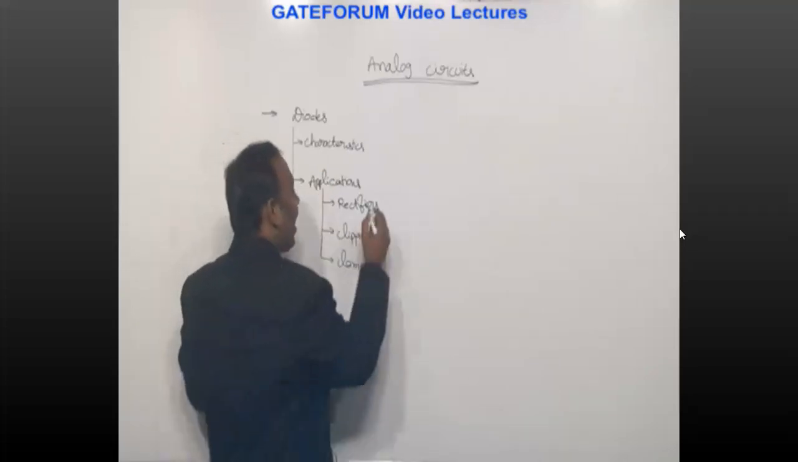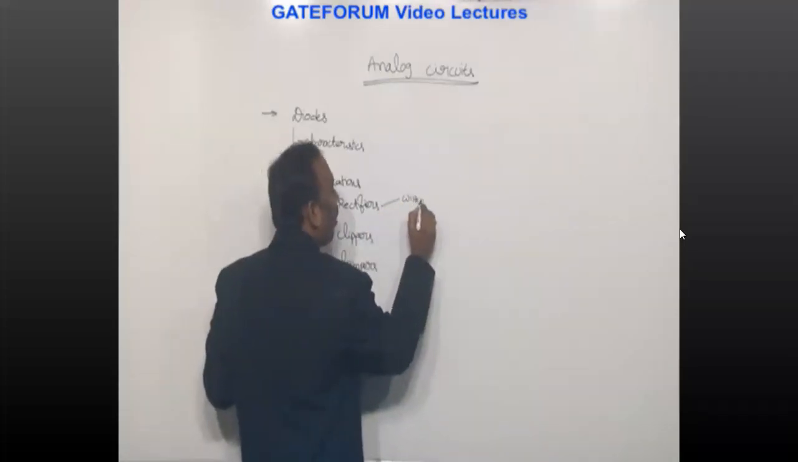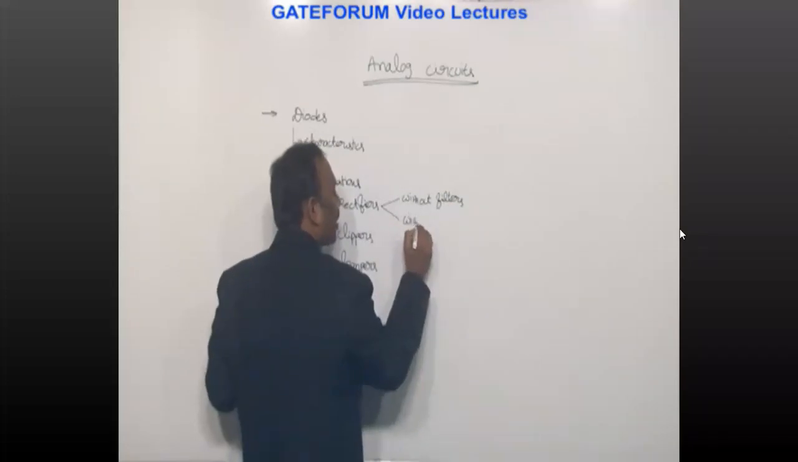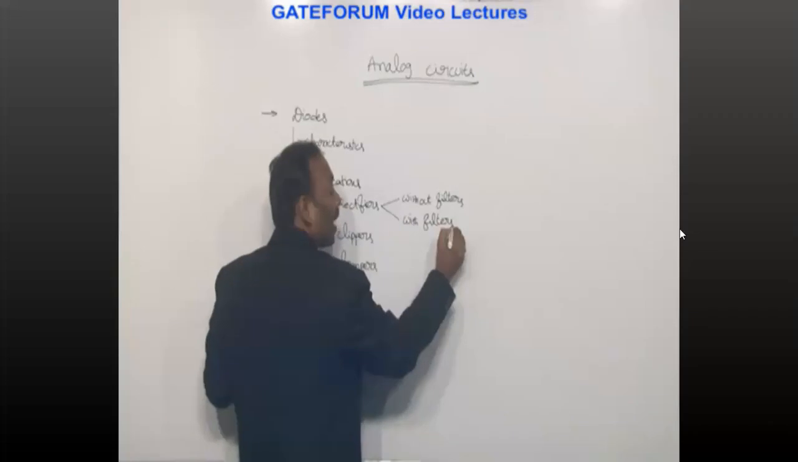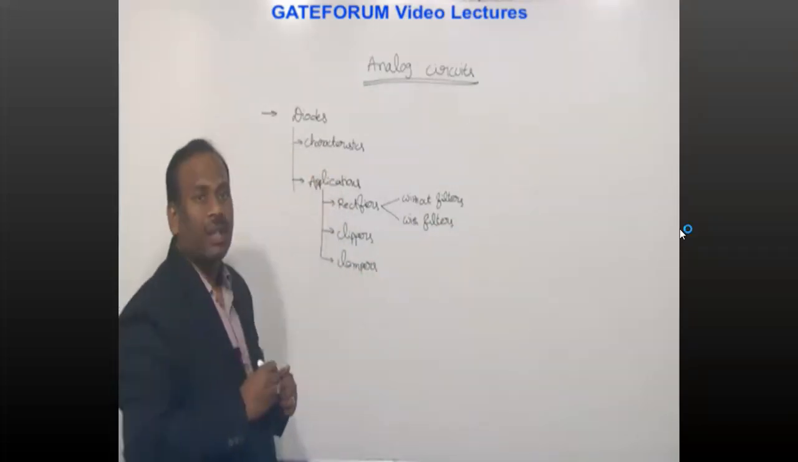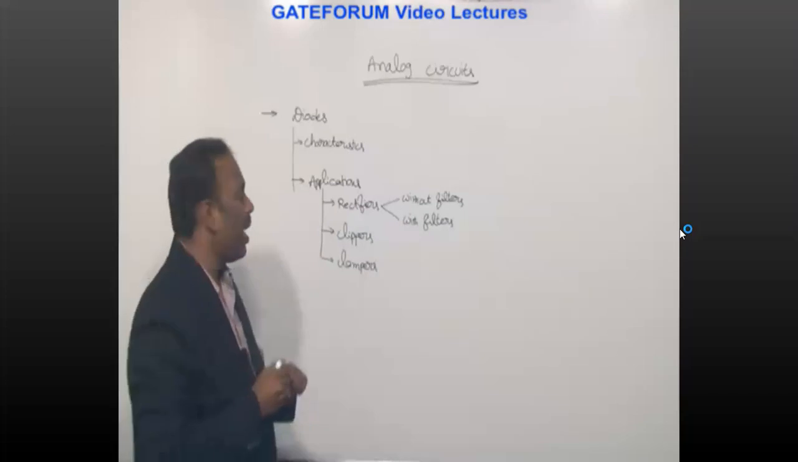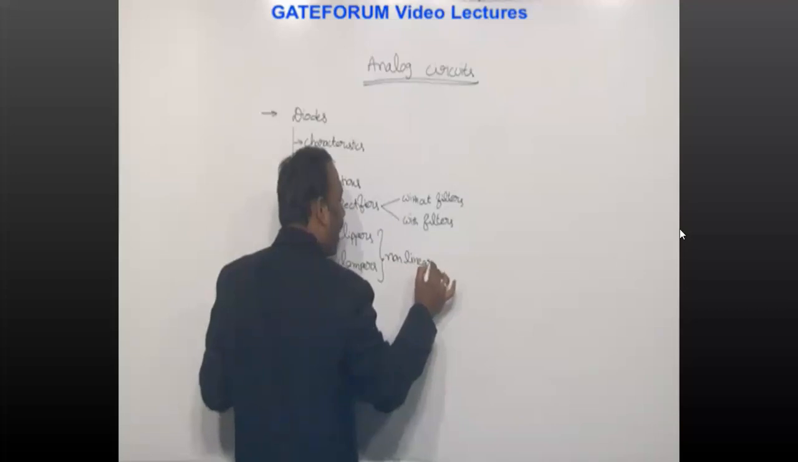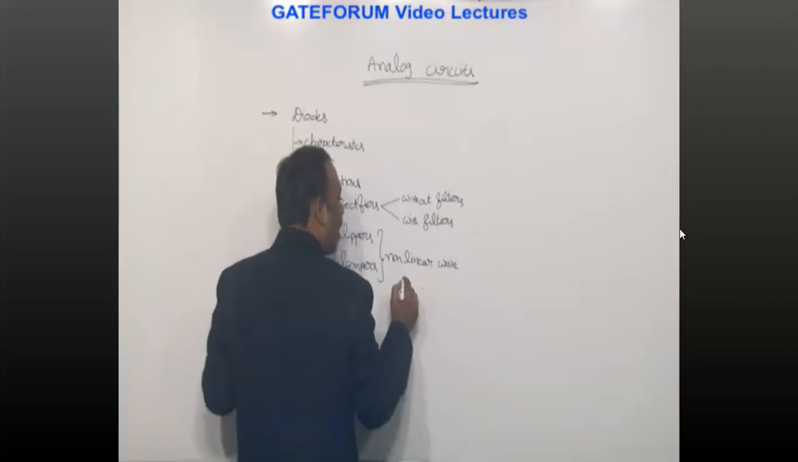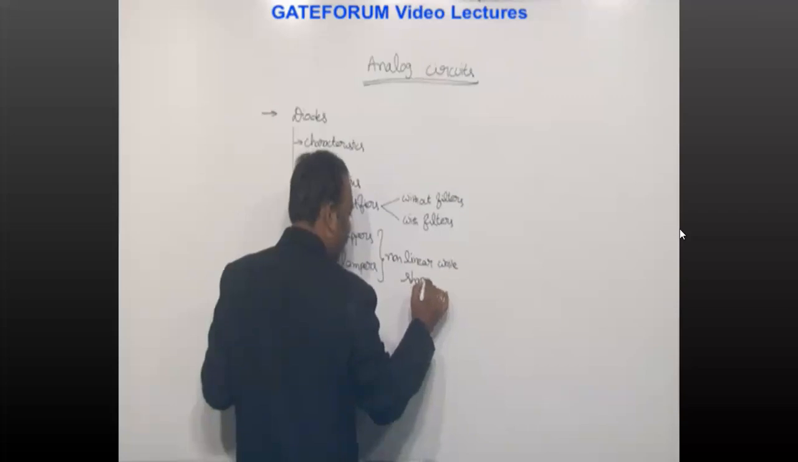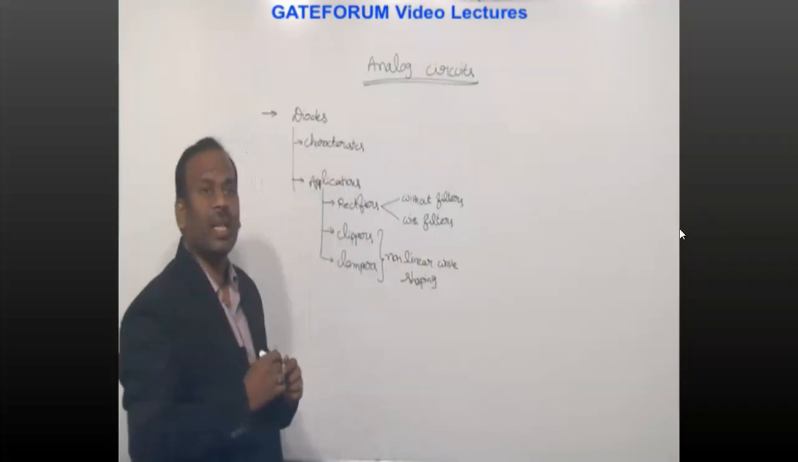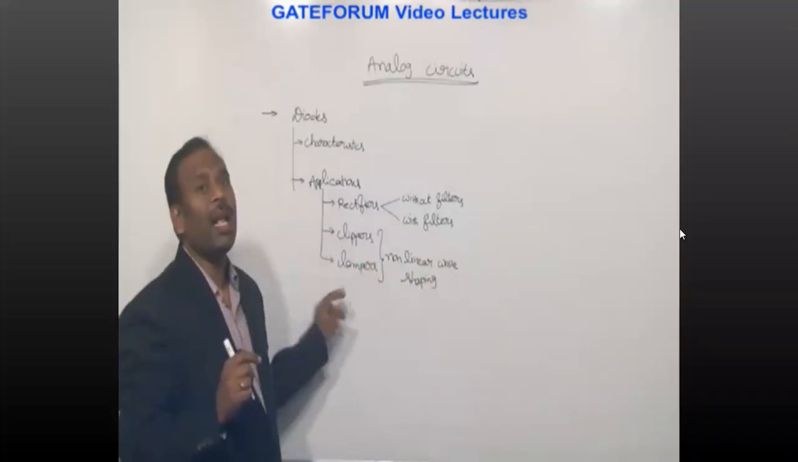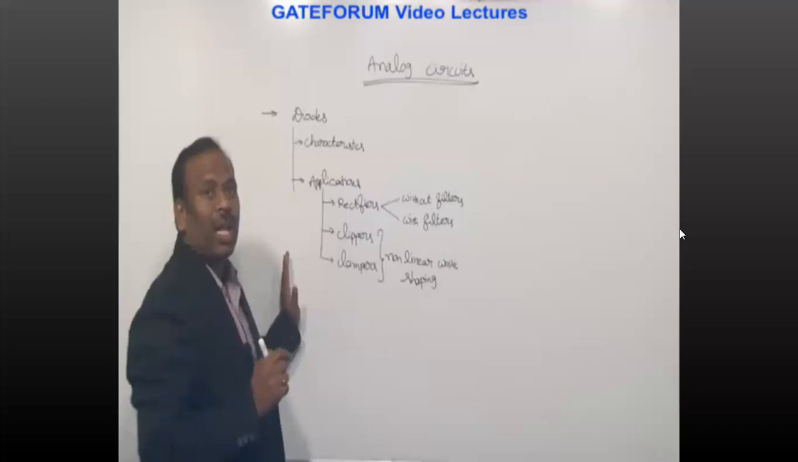Rectifiers, once again here we are going to see rectifiers without filters, rectifiers with filters. Then comes clippers and clampers. These clippers and clampers come under the category of non-linear wave shaping. In your syllabus, if you see, it will be mentioned as non-linear wave shaping. If you see in the GATE syllabus, they will mention it as non-linear wave shaping. Non-linear wave shaping means it's nothing but clippers and clampers. This is about the diode characteristics.